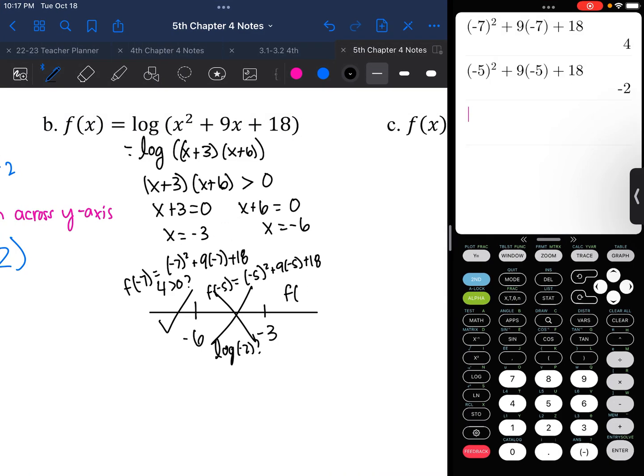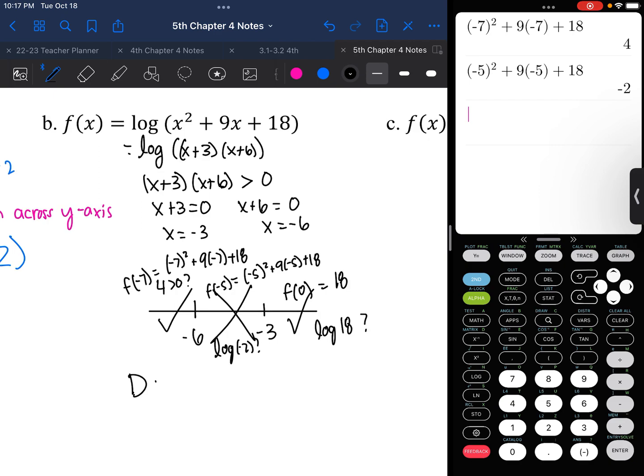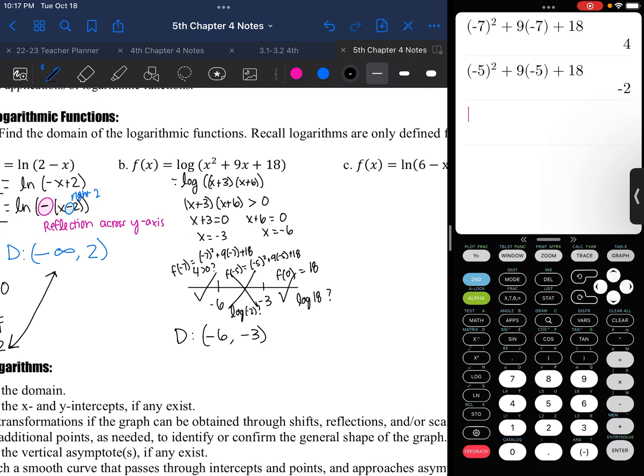We're going to do f of 0, because 0 is easy, right? It's going to be 0 plus 0 plus 18. So can we take a log of 18? Yes, we can. That's fine. So our domain for this one is anything between -6 and -3. That's where we are able to take that logarithm.